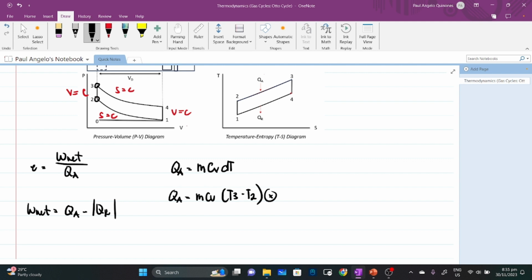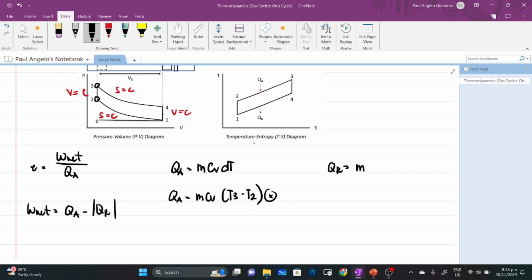So, next, what about heat rejected? For heat rejected, same goes with QA. So, that is M. What is the process from 4 to 1? This one is heat rejection, from points 4 to 1. So, therefore, that is M.